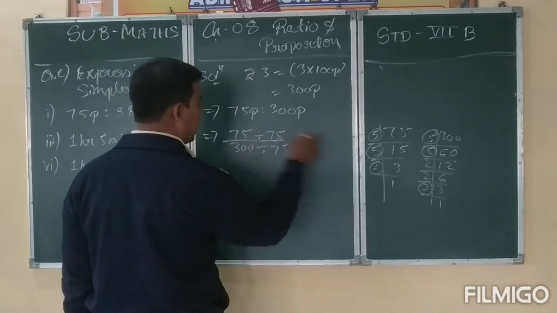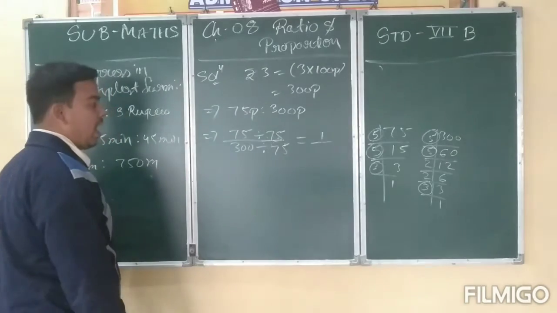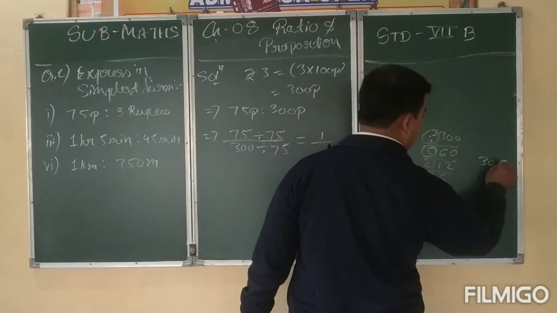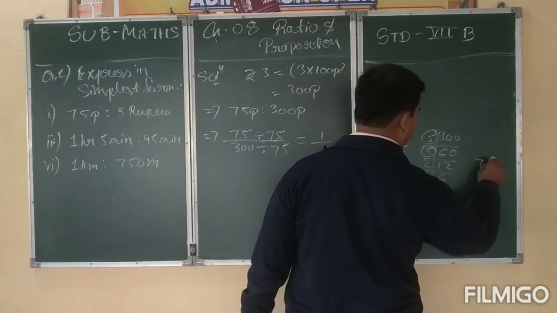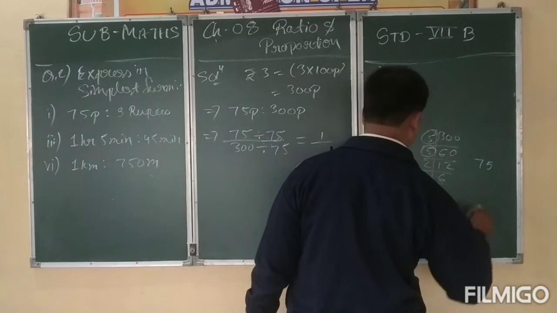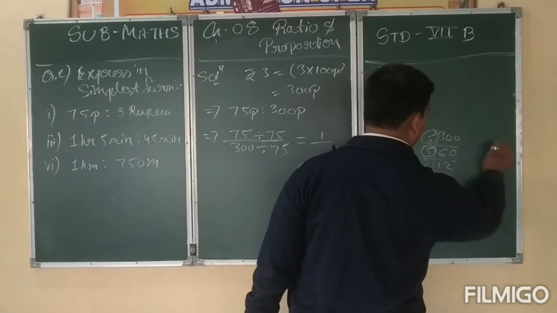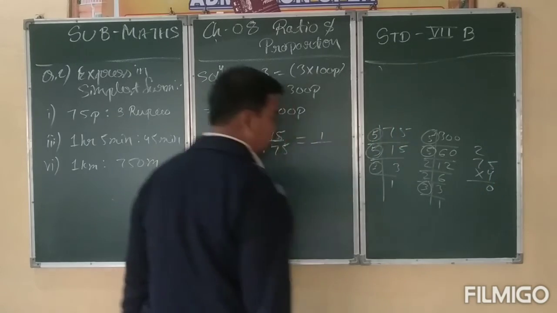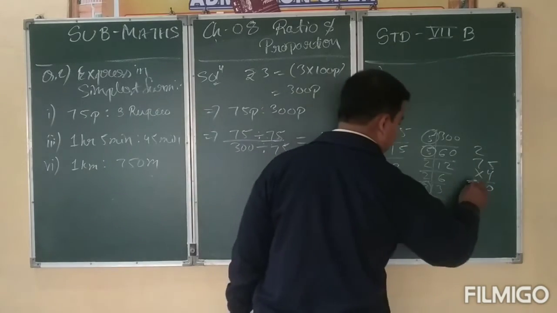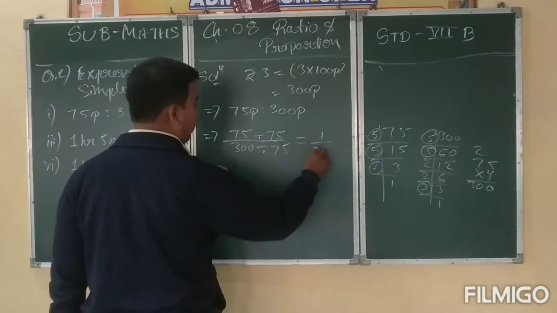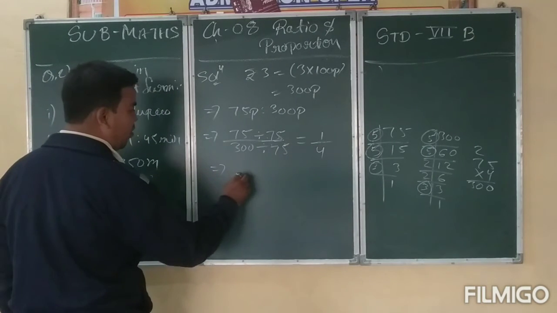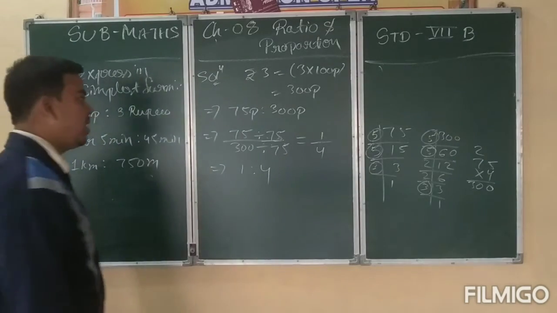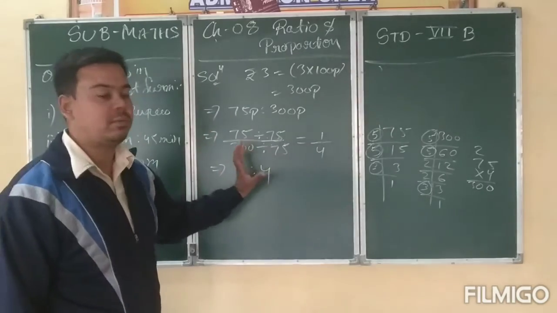Okay. Divide by 75. So 75 under 75 and 75 under 300. 75 4s are 300. So changing to the smallest form, 1:4. Okay. First of all, you find the HCF of both the terms.